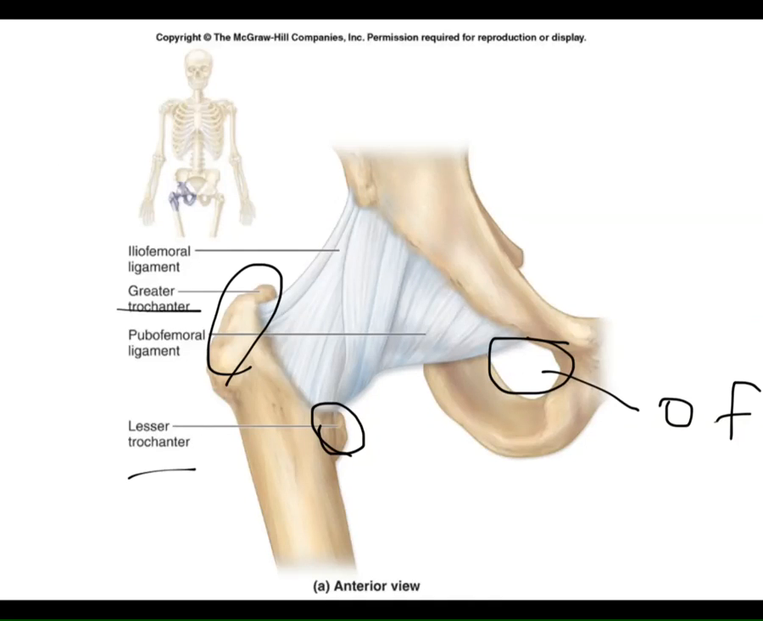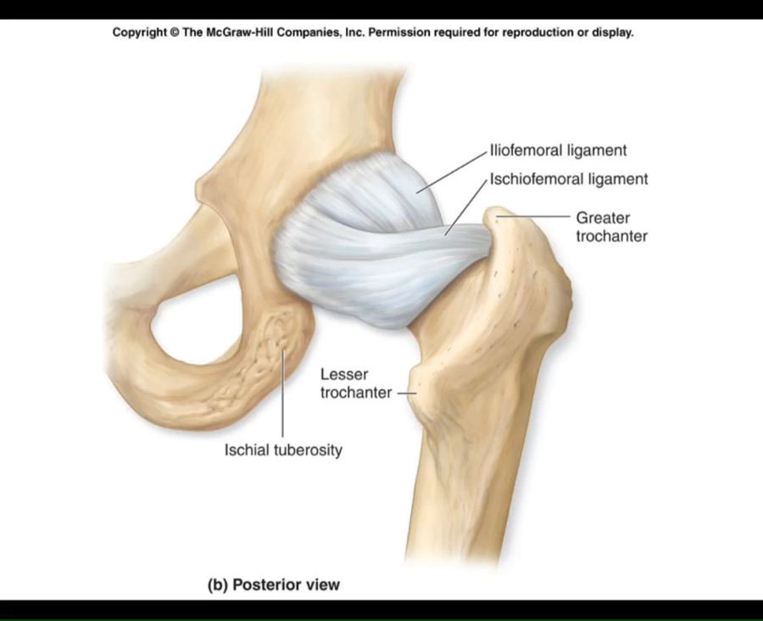Obturator foramen. The obturator nerve passes down through that. What I cannot see, right? I can't even see the head of the femur, can I? It's hidden back behind the ligaments. Let's look at it a little cleaner. We're actually looking at it now from the posterior side.